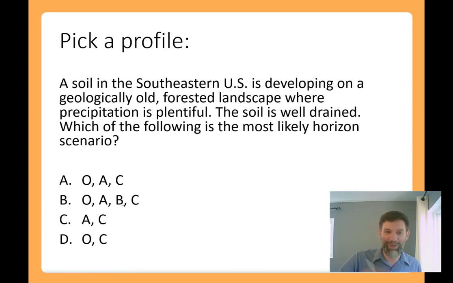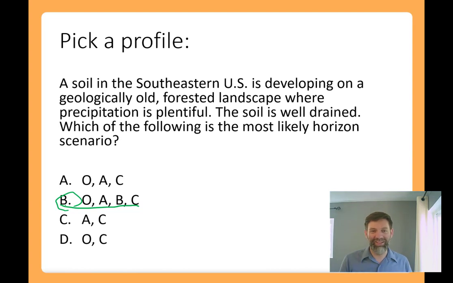So the question is, how much development did we get? Have we started an A? Have we added a B? And I would say, well, geologically old, lots of precipitation. Does that sound like a poorly developed soil or a well-developed soil? In this case, that's definitely a scenario for a lot of development. So B is our best answer.